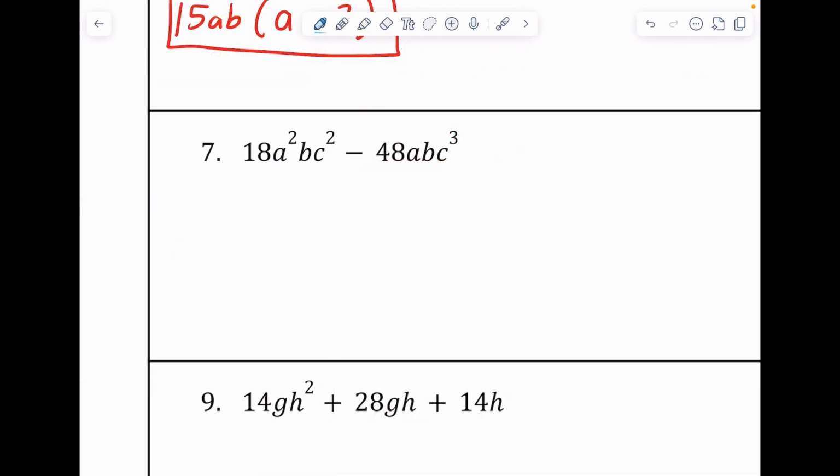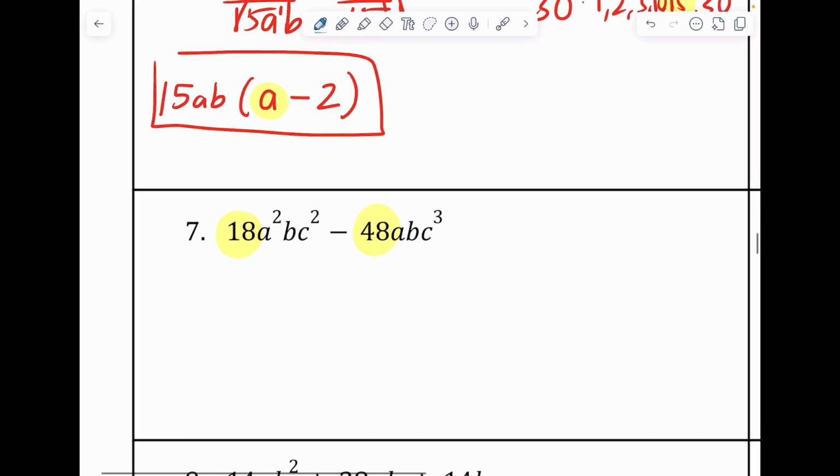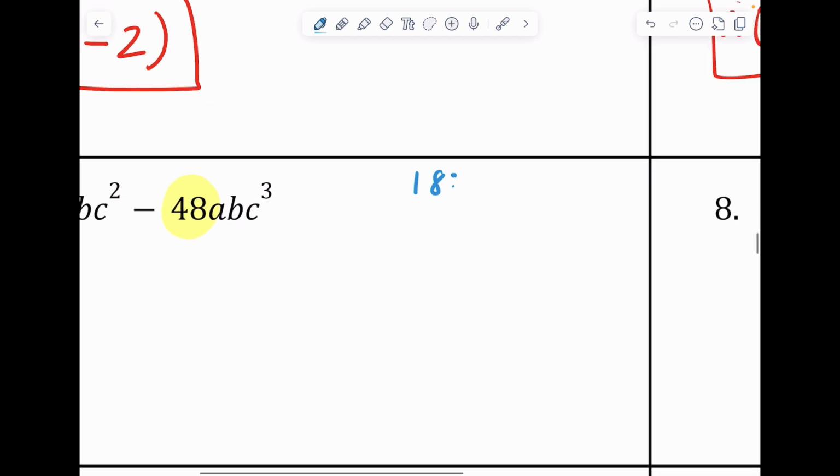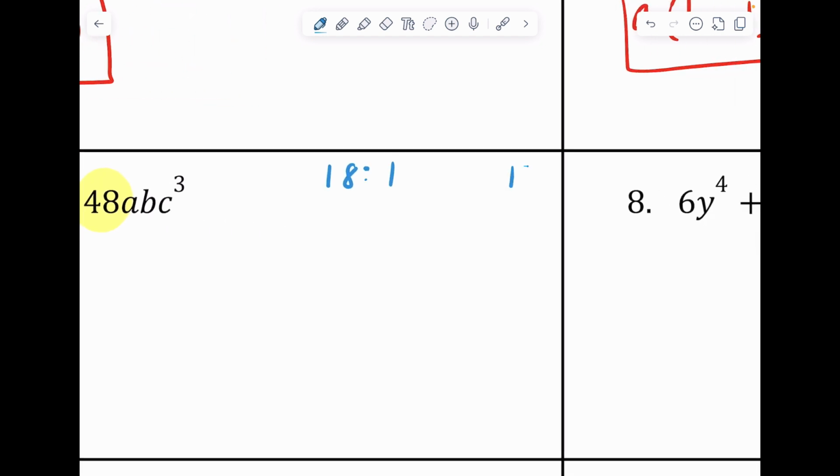Okay, first thing I'm going to do is look at 18 and negative 48. You want to look at your numbers, your coefficients. You have 18. The numbers that make up 18 are 1 and 18, 2 times 9 is 18, and then 3 times 6 is 18.